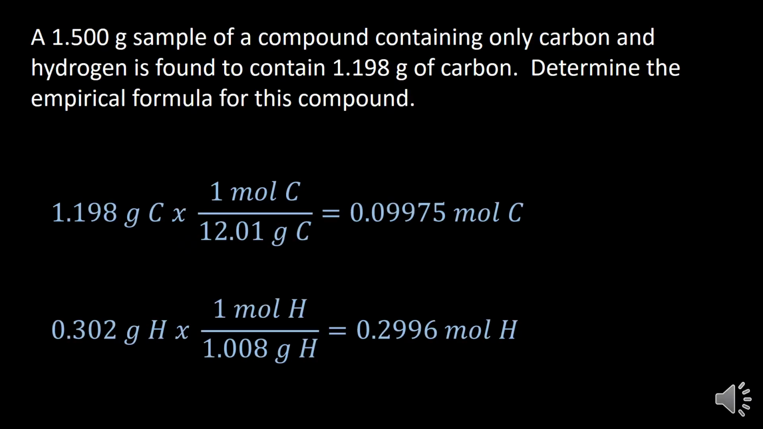The reason you have to do this, and a lot of problems are really sneaky like this, is that they've given you a total grammage of a particular sample, which is 1.500. So here's the total, and then the grams of carbon. It says that the compound contains only carbon and hydrogen, so the remaining grammage has to belong to the hydrogen.